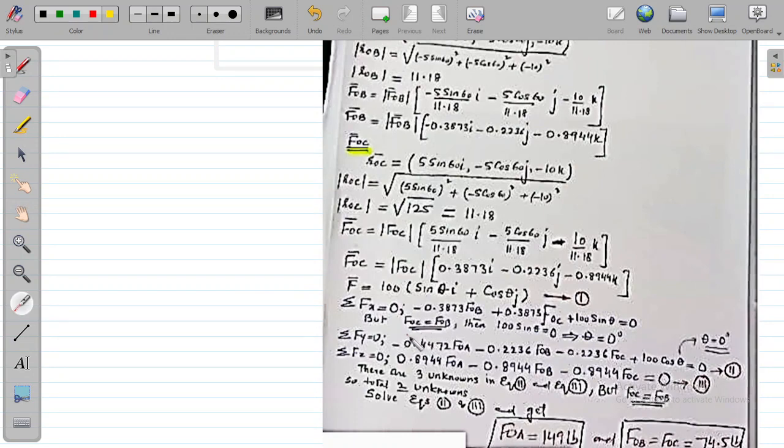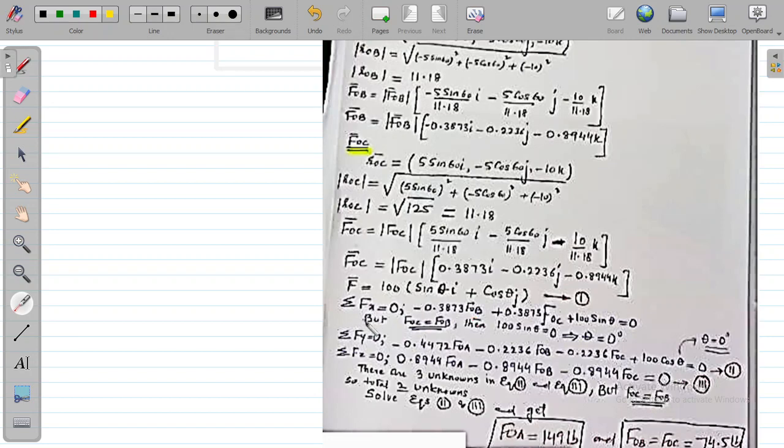So if you go here, you will write and say that since in this equation FOC equals FOB, what will be happening to this theta? This theta will become 0. If this theta becomes 0, this factor will become 0, and only then will FOB and FOC be equal. Very important point. So here, since 100 sine theta equals 0, we say this theta equals 0, and only then will this condition be validated, and we will say that FOB equals FOC.